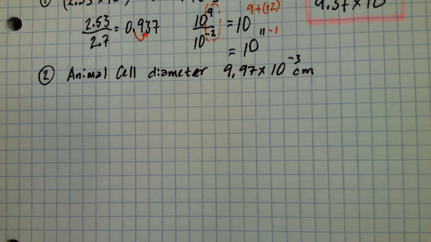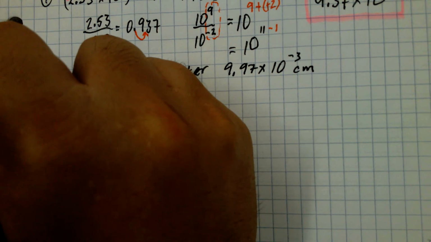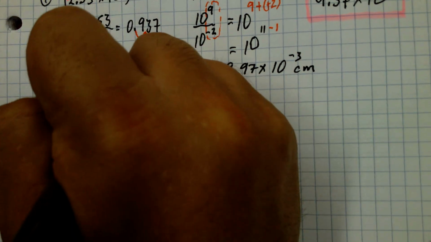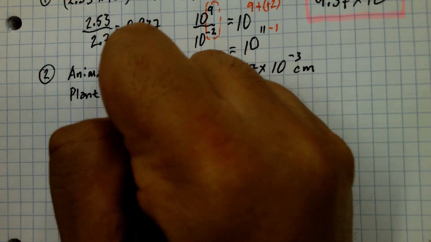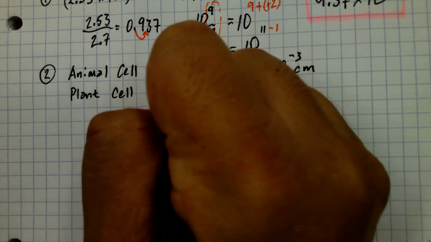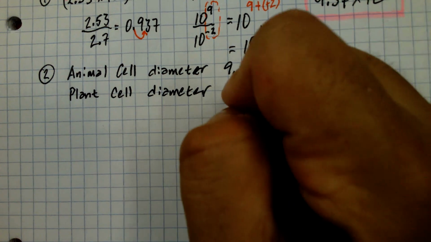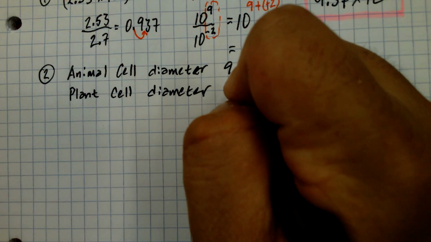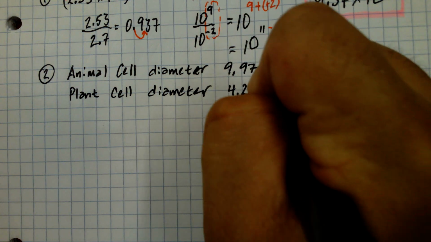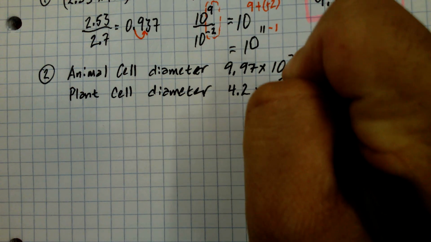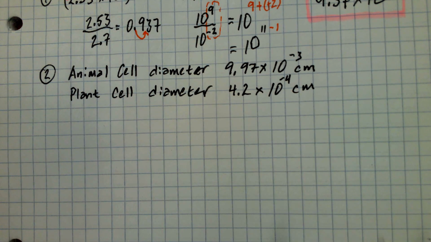Pretty small. And we're going to compare it to some sort of plant cell. And its diameter is 4.2 times 10 to the negative 4 centimeters. So the good thing is they're the same unit.